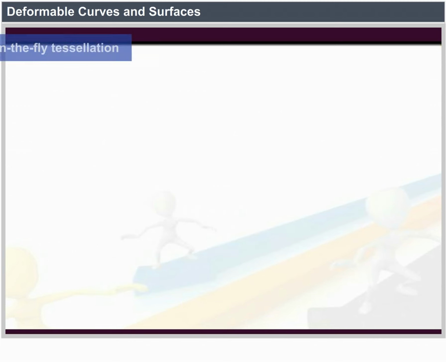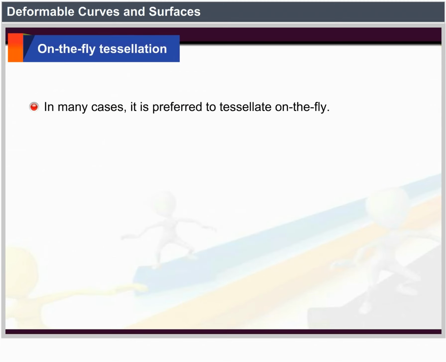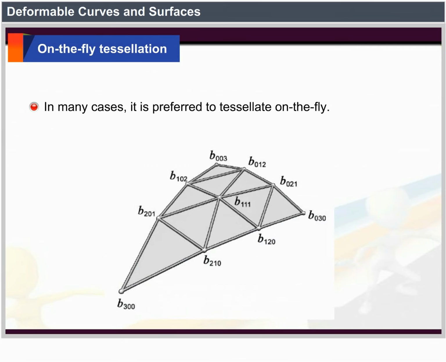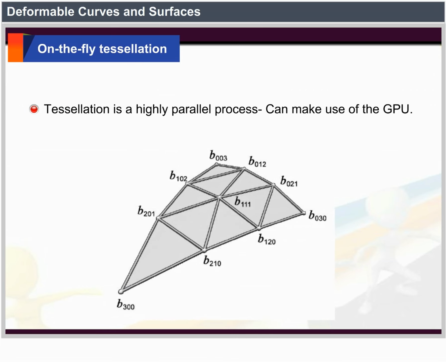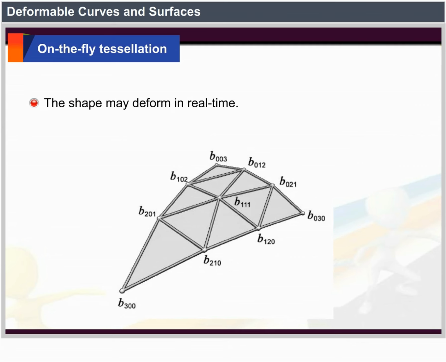On-the-fly tessellation. In many cases, it is preferred to tessellate on the fly. The size of the data can be kept small. Tessellation is a highly parallel process, and can make use of the GPU. The shape may deform in real time.